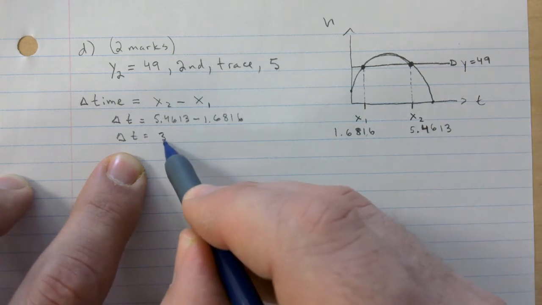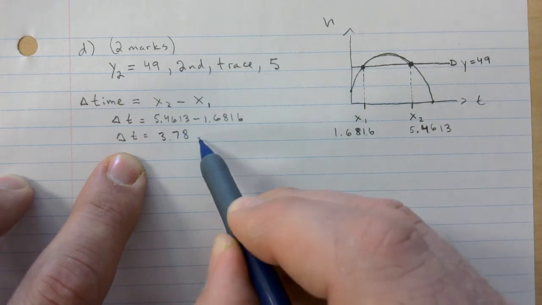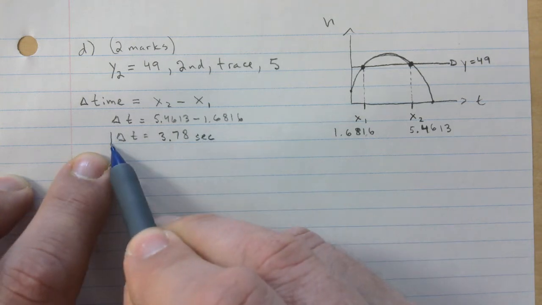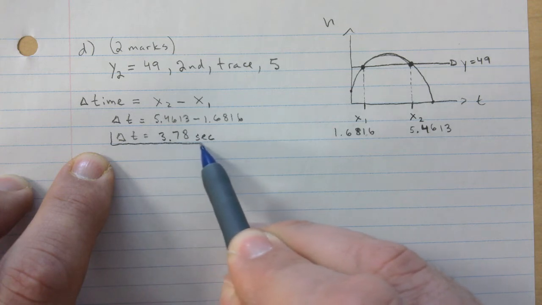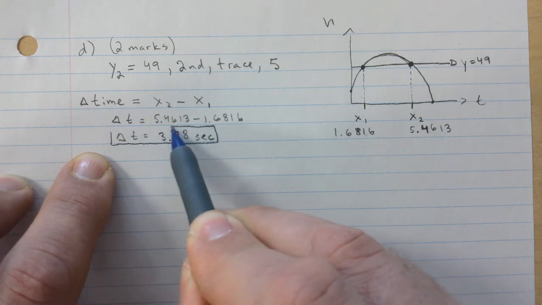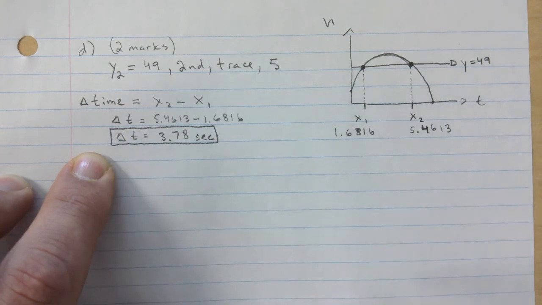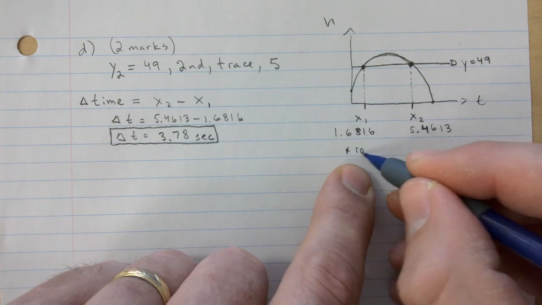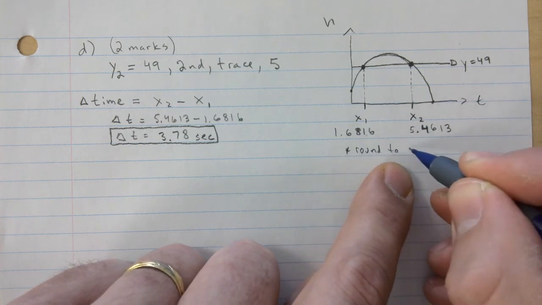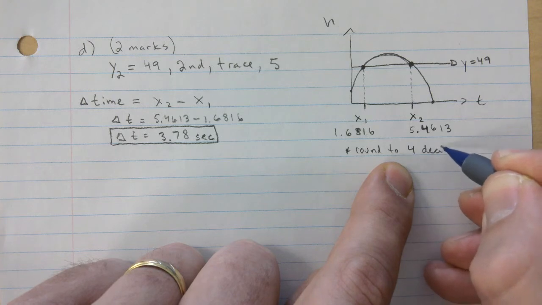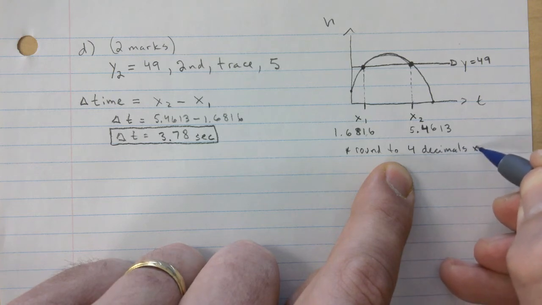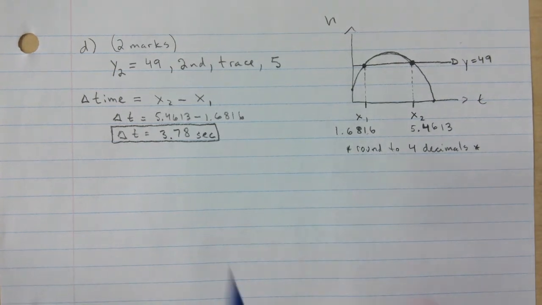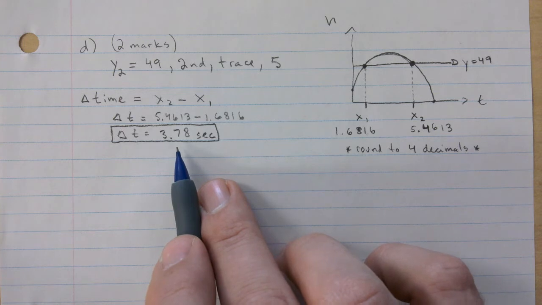And that is 3.78 seconds. We are in seconds, right? This answers the question. Okay, I will say down here, round to 4 decimals. And then the final answer gets rounded to 2 decimals, okay?